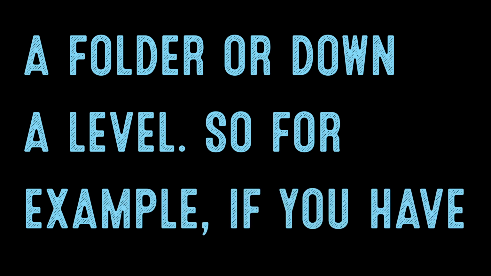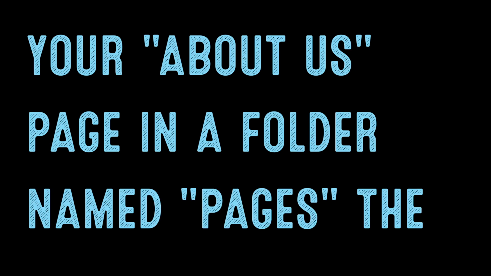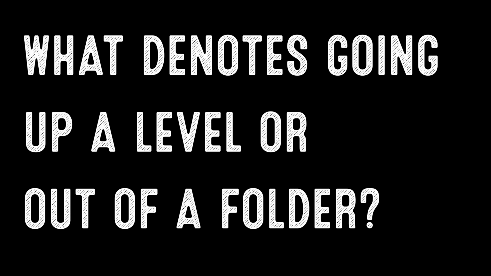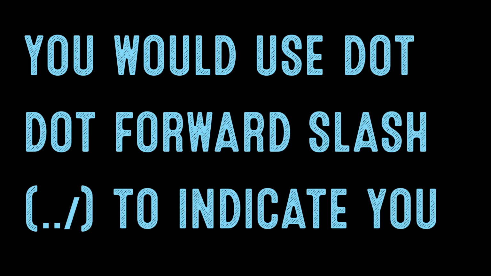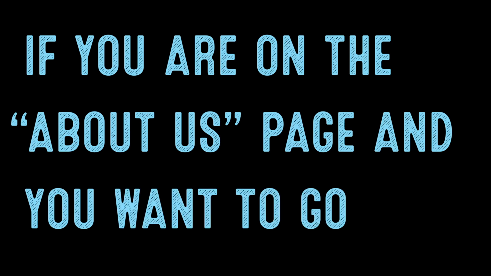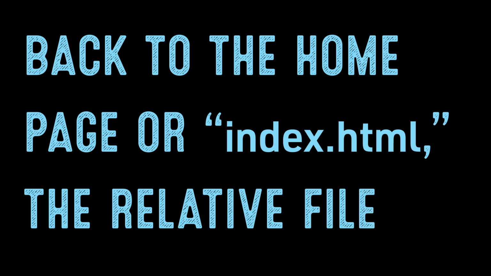So for example, if you have your About Us page in a folder named Pages, the relative file path is pages / aboutus.html. When you are writing out a relative file path, what denotes going up a level or out of a folder? You would use .. / to indicate you are exiting a folder or up a level. So for example, if you are on the About Us page and you want to go back to the home page or index.html, the relative file path would be ..